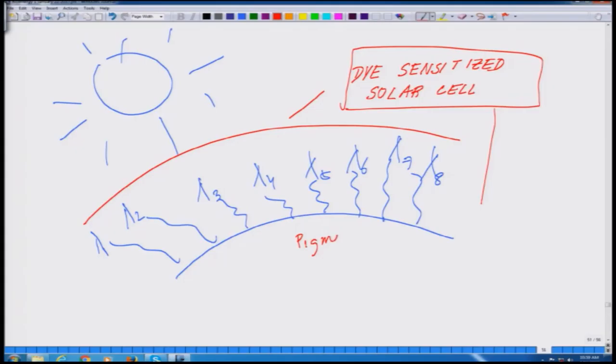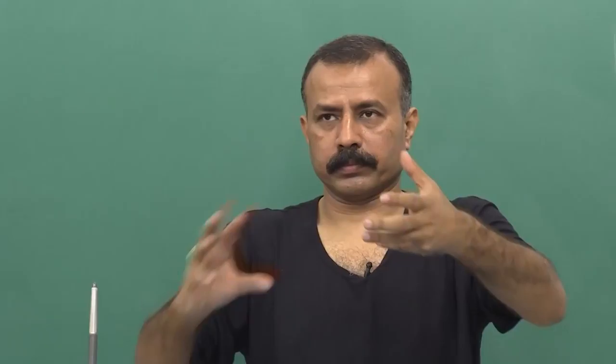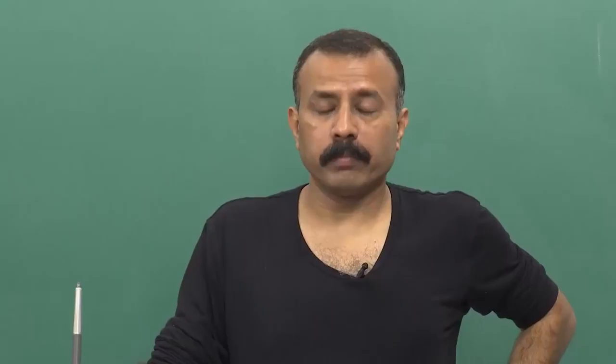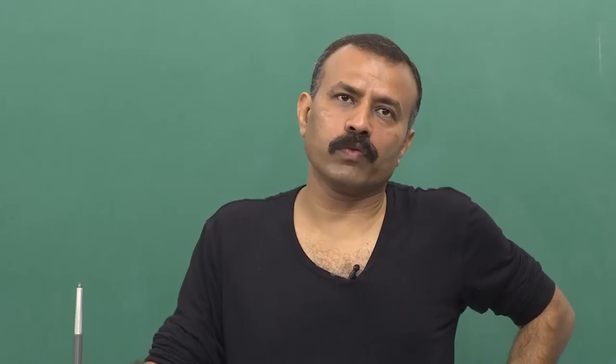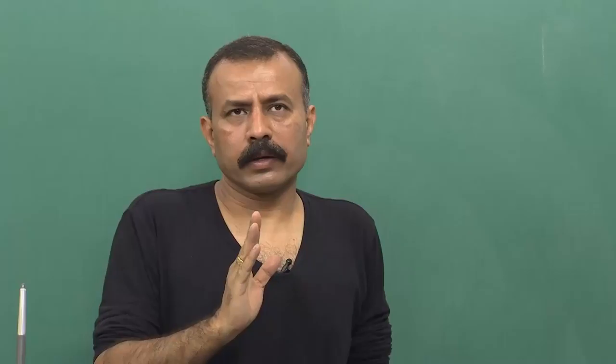We will talk about this later, but at this stage just remember there is a wide array of such pigments available in nature. So, these are the different natural pigments and dyes available in nature, which otherwise have a role to support the living systems, but those could be an inspiration to develop another series of solar cells. Okay, we will come later into this.